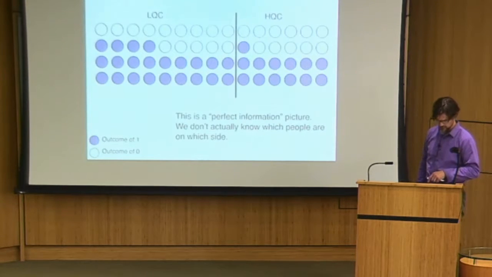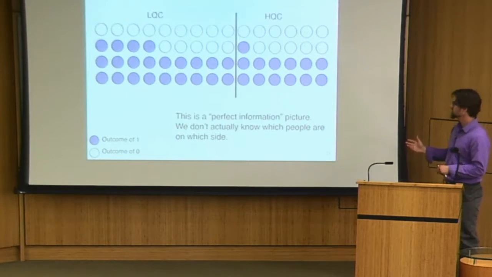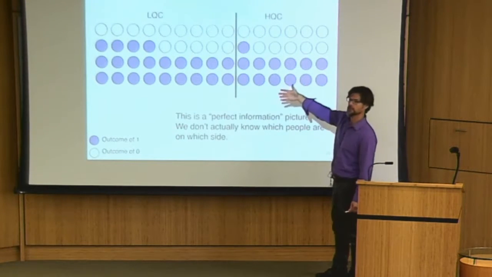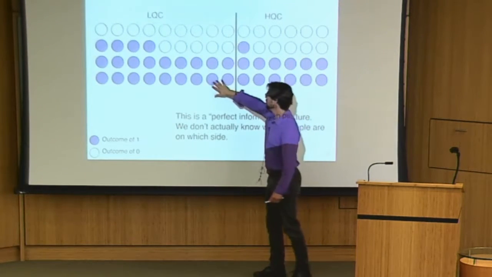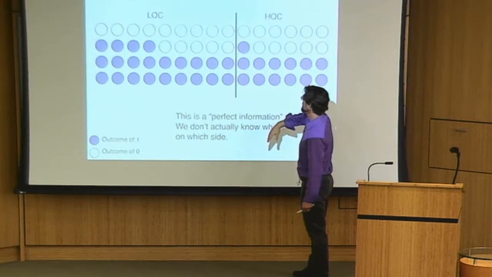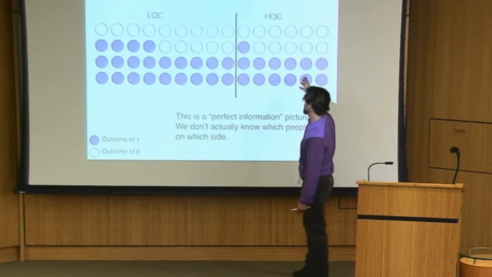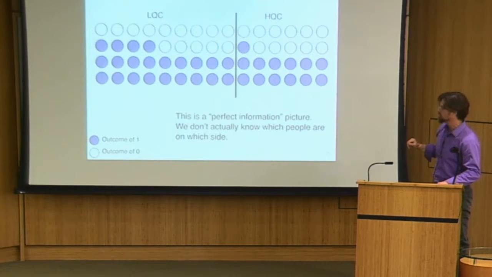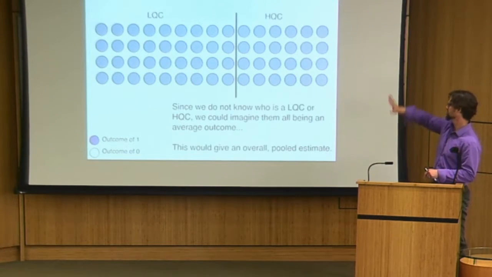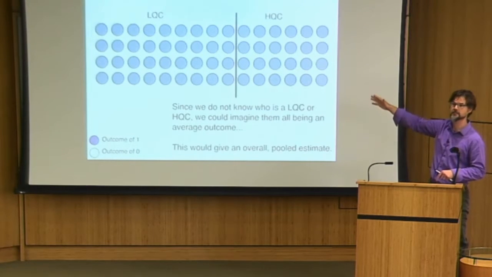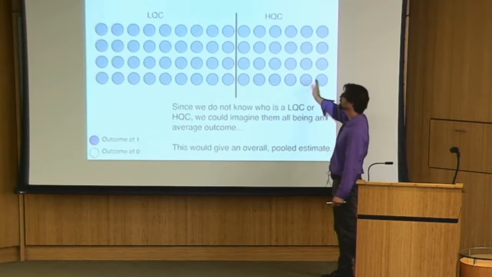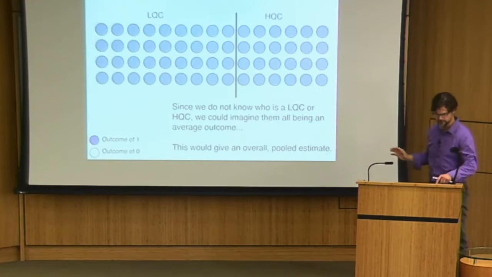OK, so here's another visualization. Here's a hypothetical population where we actually know who the low quality and the high quality are. The blue is the outcome of 1. The white is outcome of 0. And let's say the picture looks like this. So we have perfect information. But what we actually see is just this mass. For any particular student, we know on average what their outcome is, but we don't really know who's low quality or high quality.